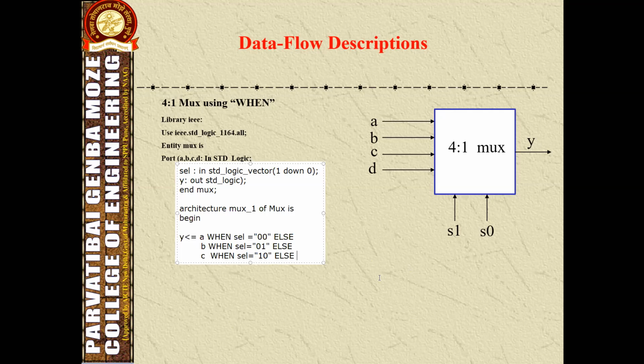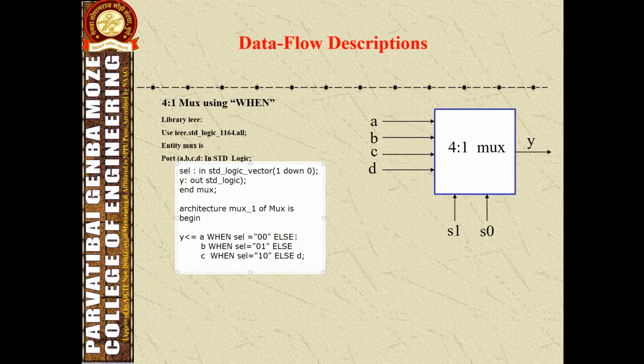There are 4 combinations: 0, 0, 0, 1, 1, 0. What is the remaining combination? That is 1, 1. So we don't need to write it. We can simply write else D.